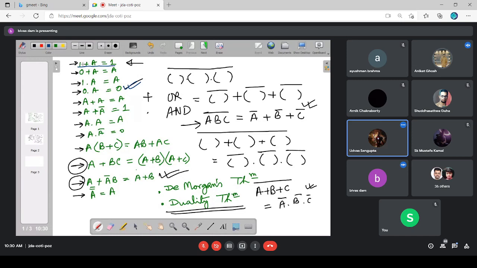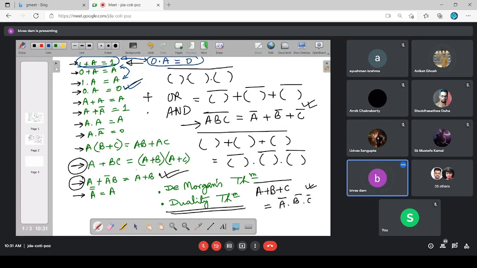So 0 dot A equals 0. 0 plus A is equal to A. 1 and A equals A. And you will also observe that if this is the equation, its dual is this one. So one is the dual of the other, and equation number 1 is the dual of equation number 2, and equation number 2 is the dual of equation number 1.